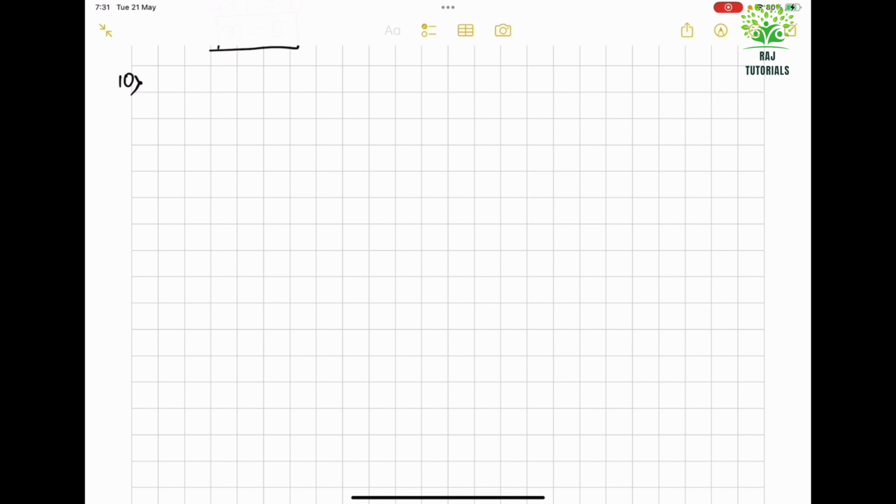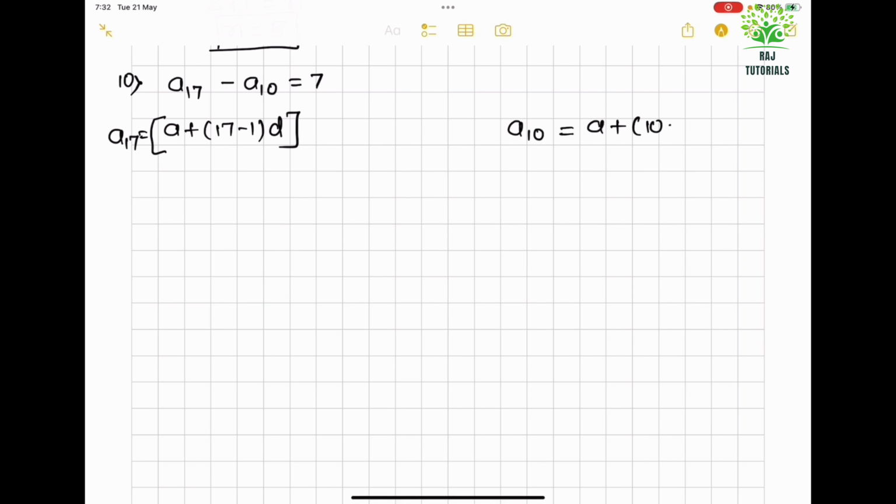Now next question, that is 10th question, says if 17th term of an AP exceeds its 10th term by 7, find the common difference. So here what is given to me? A17 minus A10 equal to 7 is given to me. So now I have to find the value of D. So can I say A plus 17 minus 1D? This is A17 term, right? And A10 term will be A plus 10 minus 1D.